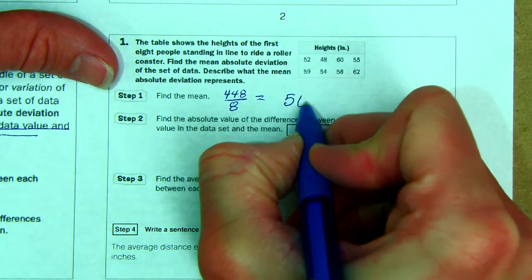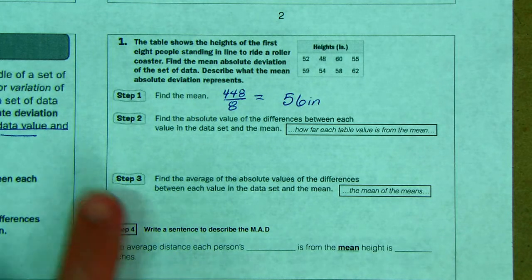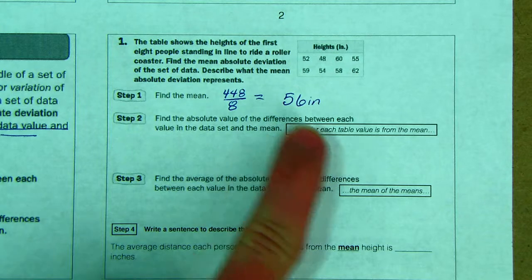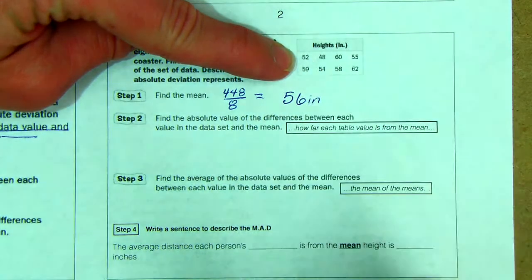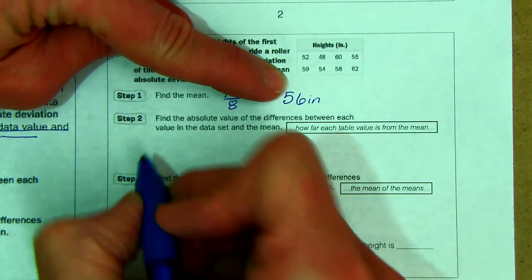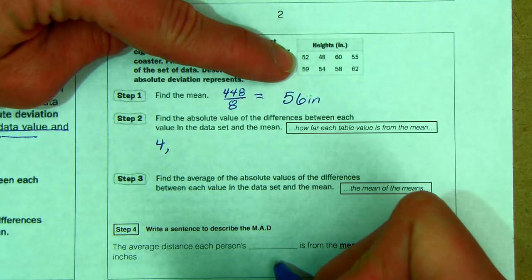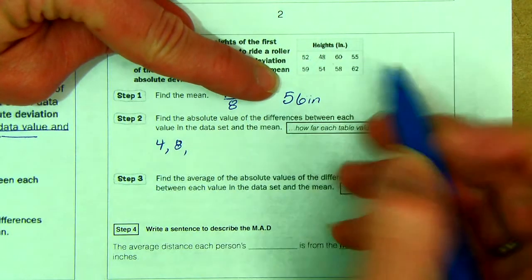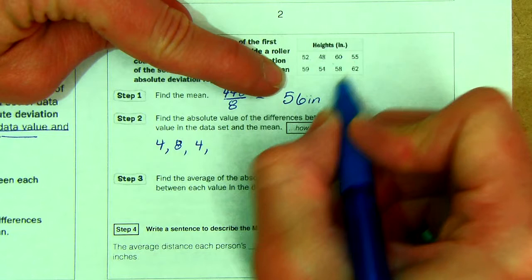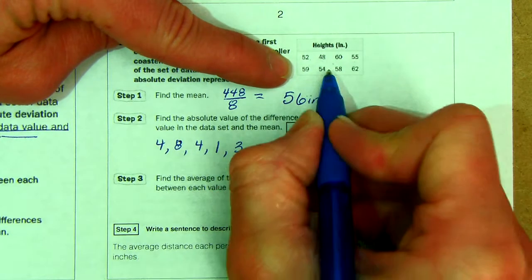Now it says, find the absolute value of the differences. How far away? So I'm just going to go up here, 52. How far is 52 from 56? It is 4. How far is 48 from 56? That's quite a bit lower. That's actually going to be 8 away. 60 from 56 is 4. 55 from 56 is 1. 59 is 3 away. 54 is 2 away. 58 is also 2 away. And 62 is 6.